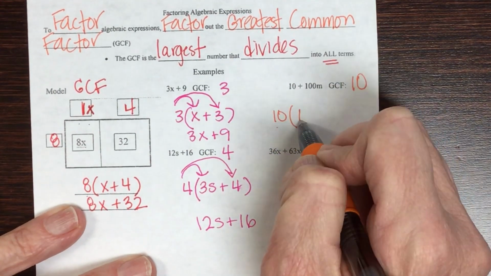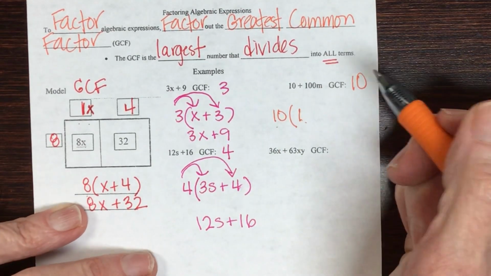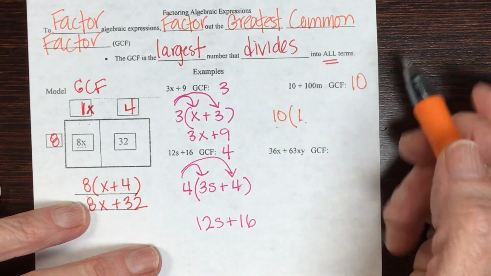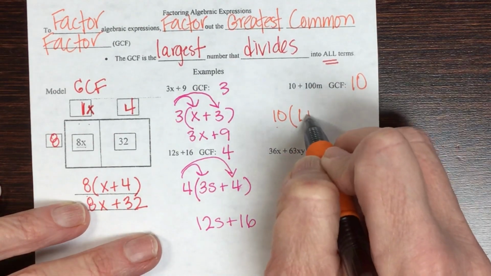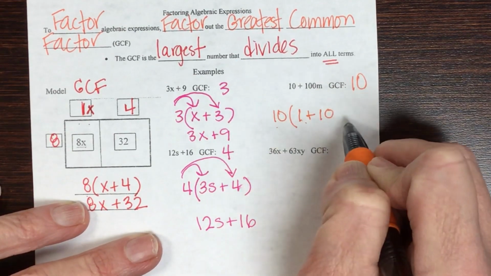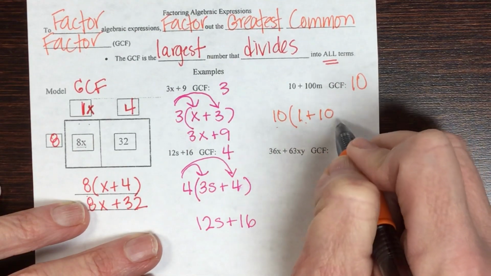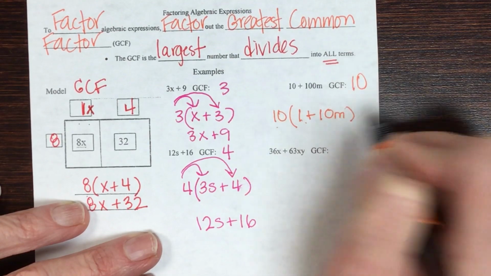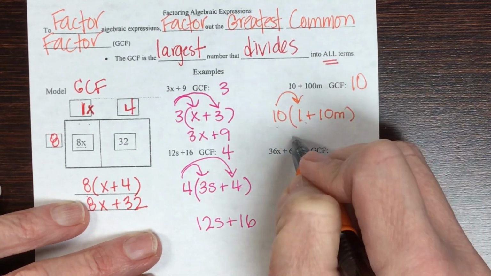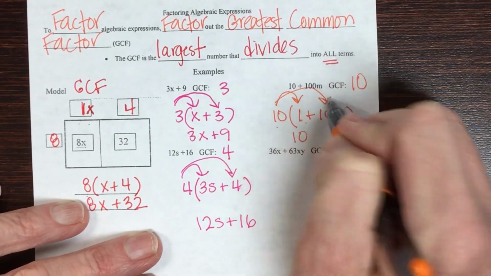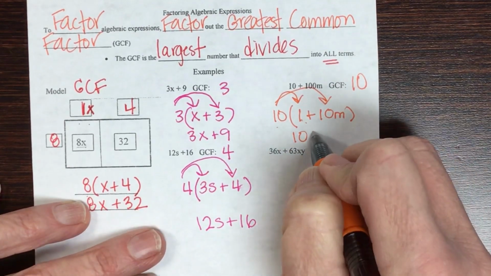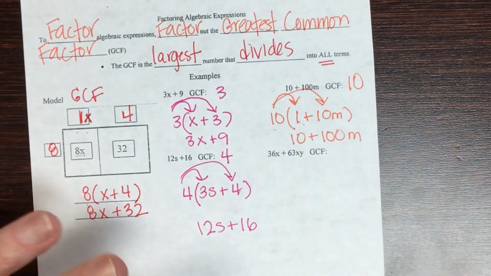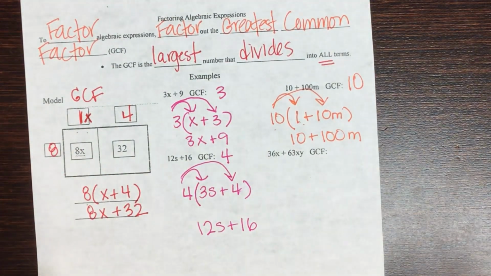So how am I going to get 10 here? What can I multiply by 10 to keep 10? 1. Okay? So now how am I going to get 100, Mason? 10 times what equals 100? But I'm going to have to put my variable here, right? Which is going to be? Okay, let's check it. 10 times 1 is 10. 10 times m is 100m. Yes, Cam.